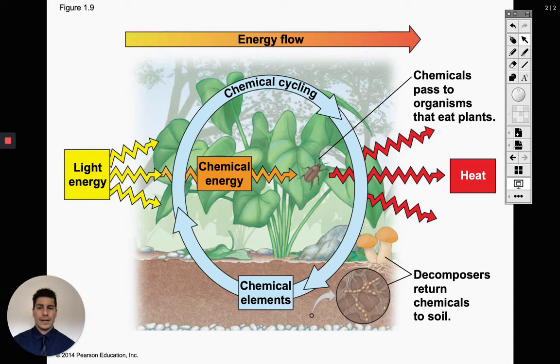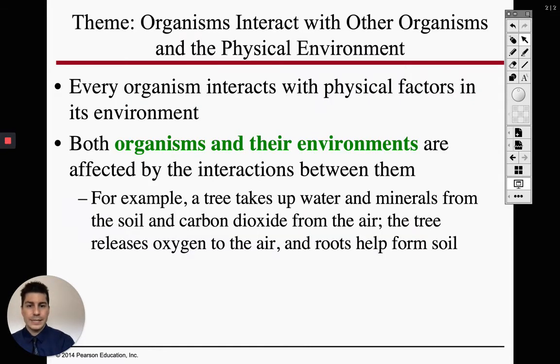We enter as light, some different chemical changes are going to happen, and then it exits as heat, so it's exothermic. All right, almost there, guys. I'm gonna skip down to the second one there.